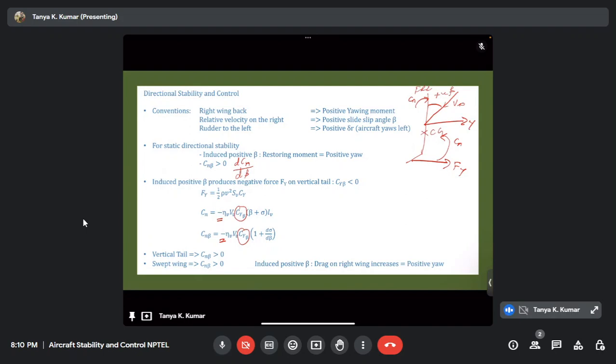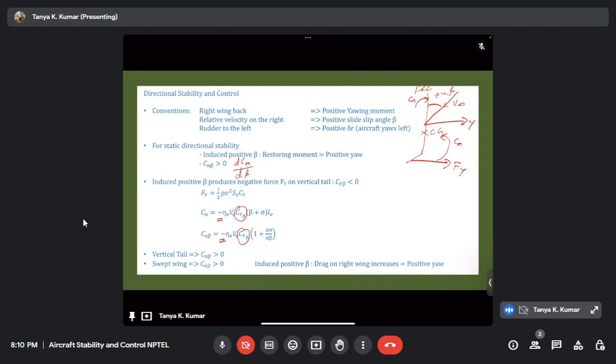It's the vertical tail and the swept wing. Both these quantities have a Cn beta positive. So they are stabilizing structures. Okay, remember that. Remember the sign conventions. Remember the derivatives' signs. You can easily find out the sign of the derivatives by just seeing the physical effects it has. So you don't need to memorize them. Just try to see what effects each of those terms has.